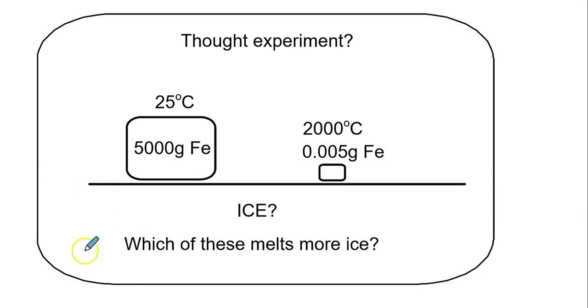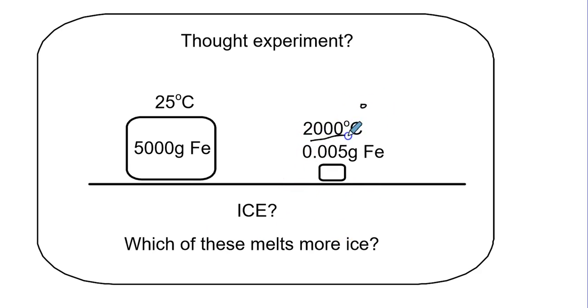Let's try another example. Again, a thought experiment: we have 25,000 grams of iron at room temperature. Set it on a block of ice, and then you take a 0.005-gram speck of iron at 2,000 degrees and put it on ice. So this is like your sparkler spec. Which one melts more ice?